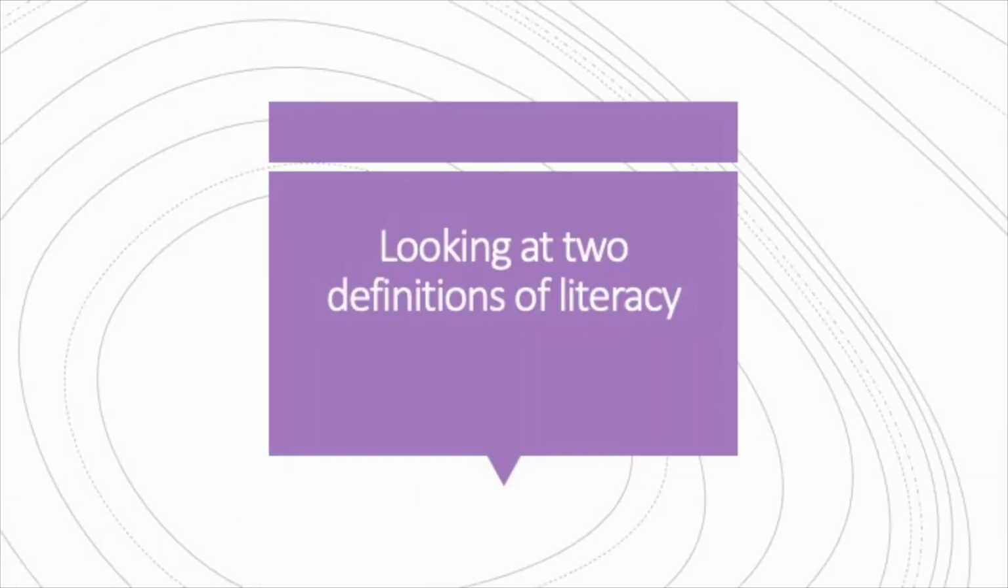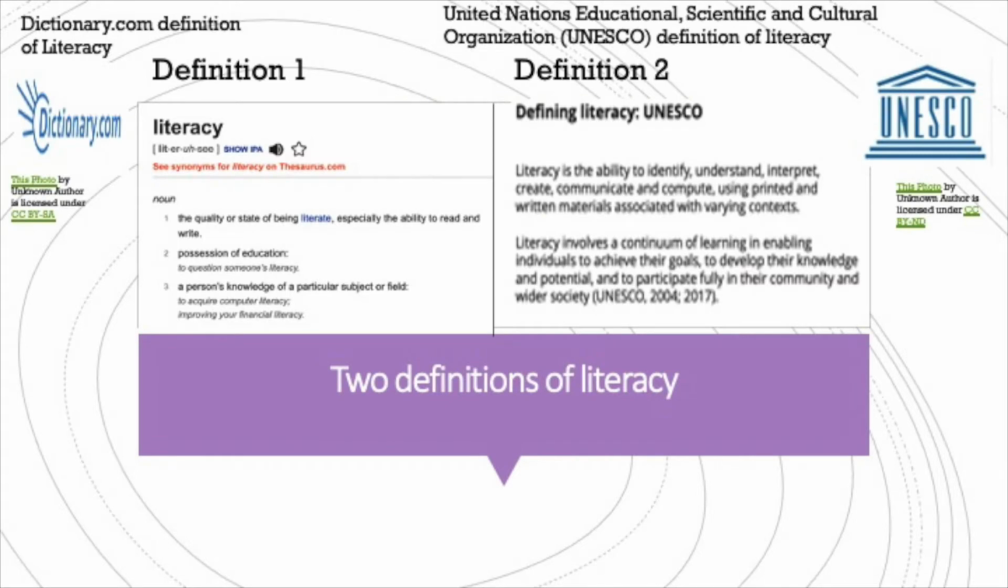To now look at 2 different definitions of literacy, one coming from dictionary.com and the other from UNESCO, the United Nations Educational, Scientific and Cultural Organization. Definition 1 from dictionary.com describes literacy as the ability to read and write, whereas the UNESCO definition 2 describes literacy as the ability to identify, interpret, create, communicate, and compute using printed and written materials associating with varied contexts.